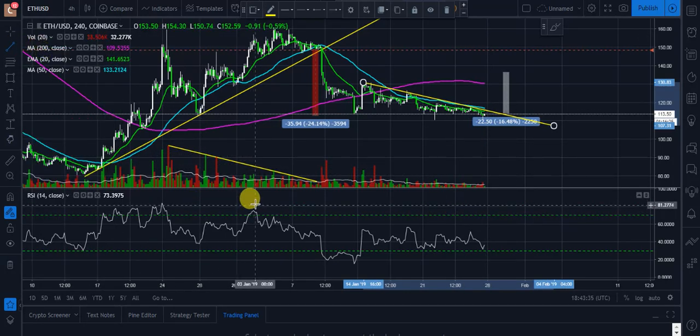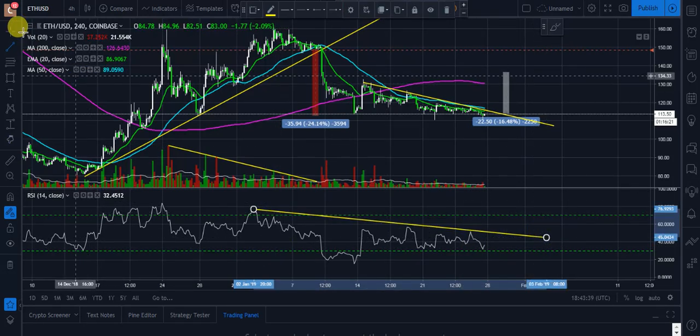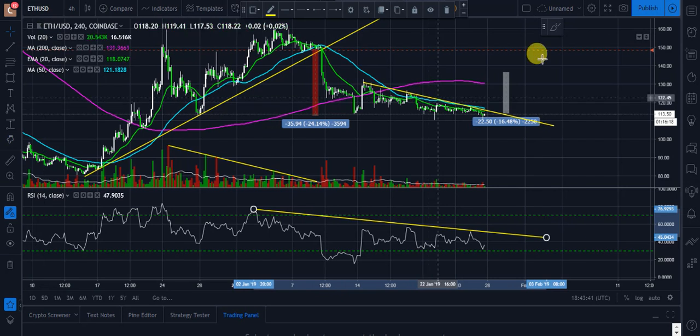And one more thing, see here, take a look at that trend line as well. Want to keep our eye on that as overhead resistance.